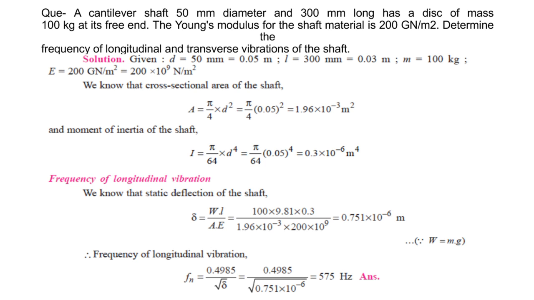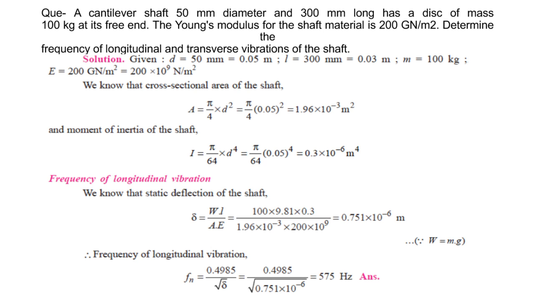Transverse we have not studied yet, therefore we will find the natural frequency of longitudinal vibration only. Now the formula for natural frequency of longitudinal vibration is 1 upon 2 pi square root k by m, or one simplified formula we have studied previously in this video: Fn is equal to 0.4985 divided by square root delta. In that, delta is the static deflection. Therefore in this formula the only unknown is delta, so we have to find delta.